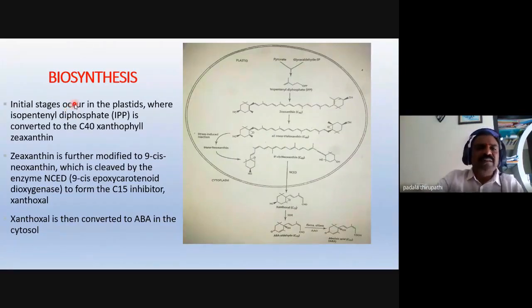And what is the biosynthesis? What is the mechanism of the biosynthesis of abscisic acid? The initial stages occur in the plastids. This is the plastid, the chloroplast. The structure is the chloroplast, my dear friends. Is this image visible? The biosynthesis slide.